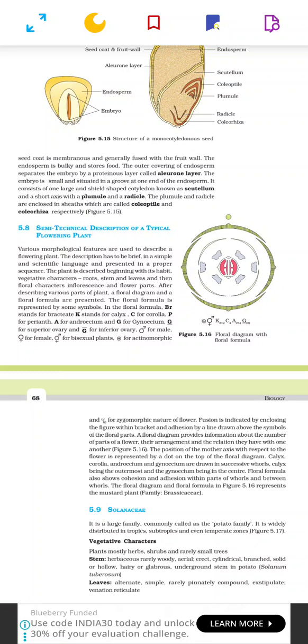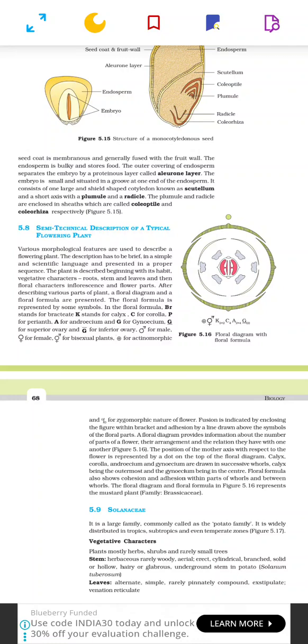A floral diagram provides information about the number of parts of a flower, their arrangement and the relation they have with one another. The position of the mother axis with respect to the flower is represented by a dot on the top of the floral diagram. Calyx, corolla, androecium and gynoecium are drawn in successive whorls, calyx being the outermost and the gynoecium being in the center. The floral formula also shows cohesion and adhesion within parts of a flower, within whorls and between whorls.